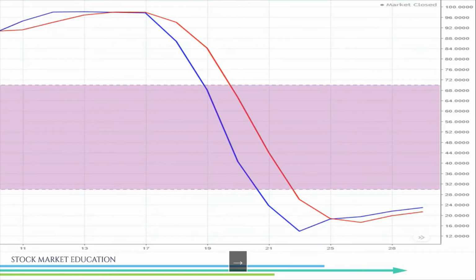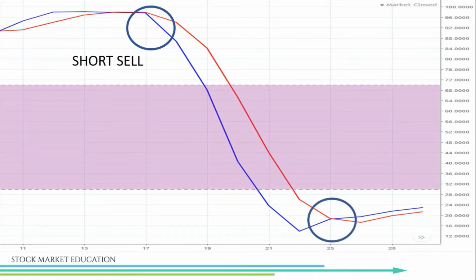Now as we can see here, it is a crossover. The blue line crossed the red line from above, so this is a sell signal. While doing short selling, we can sell here, and at the lower levels, in the oversold zone, it has given a positive crossover. So we will exit our short position and we may think of going long.